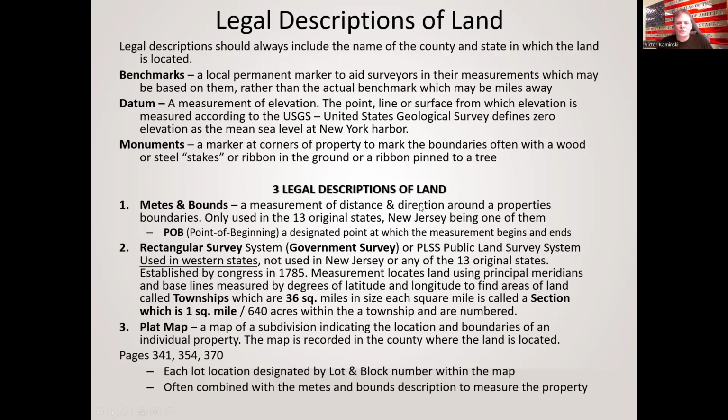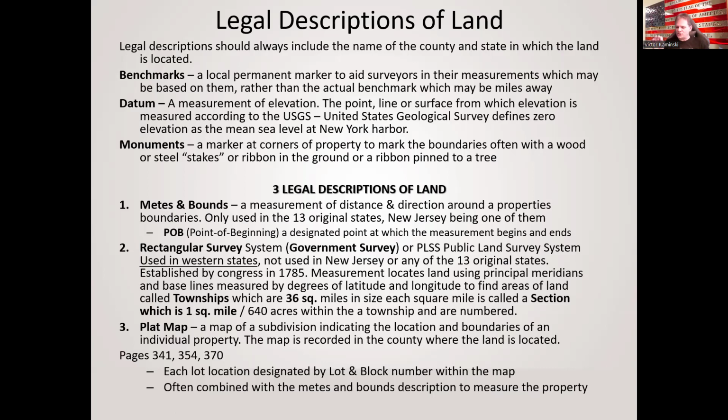The three legal descriptions of land, metes and bounds. Let's start off with that one. A metes and bounds legal description is a measurement of distance and direction around your property's boundaries. And it's only used in the 13 original states, New Jersey being one of them.